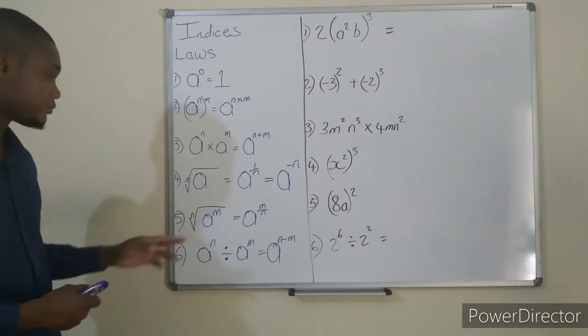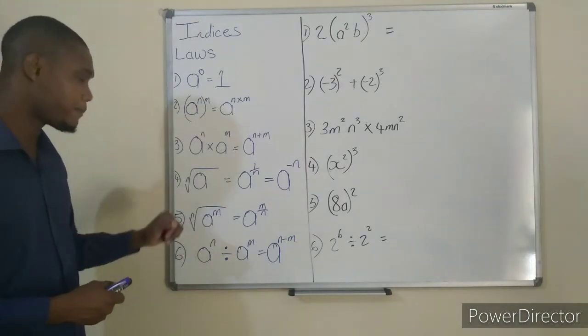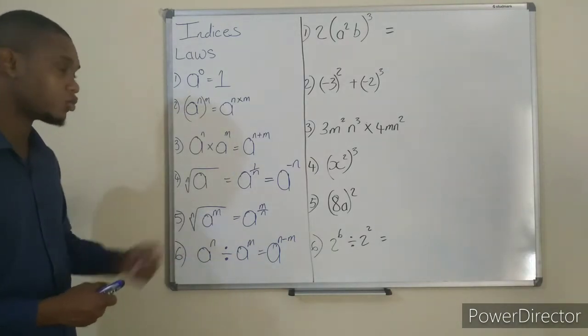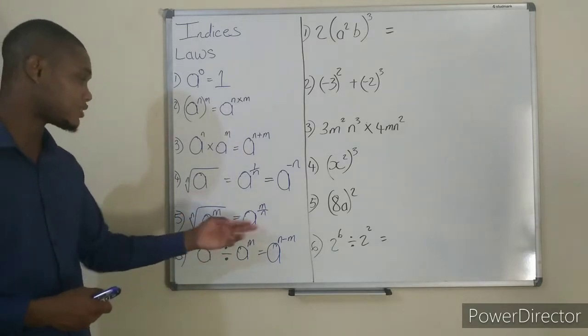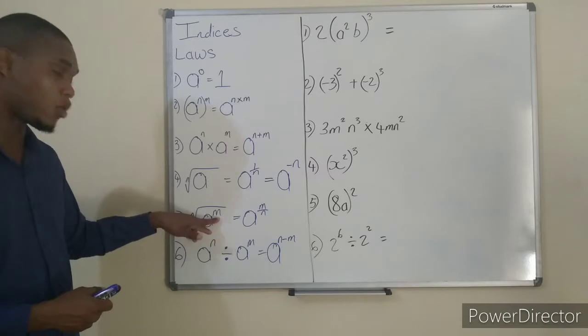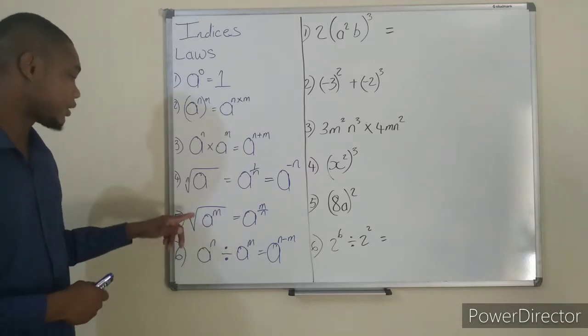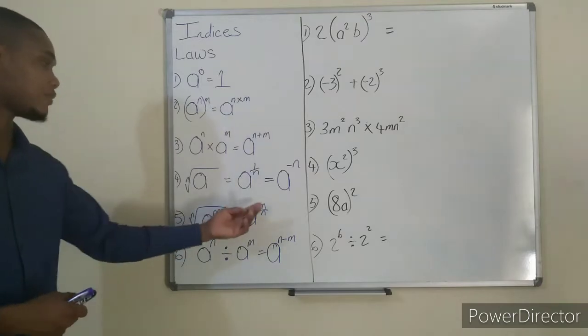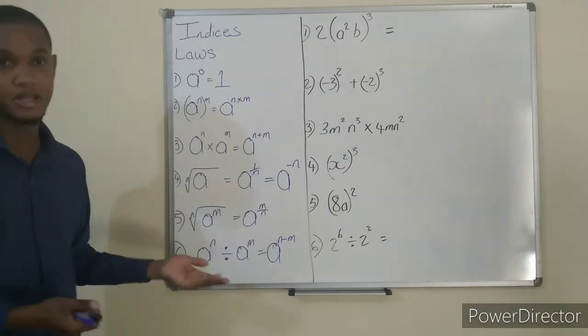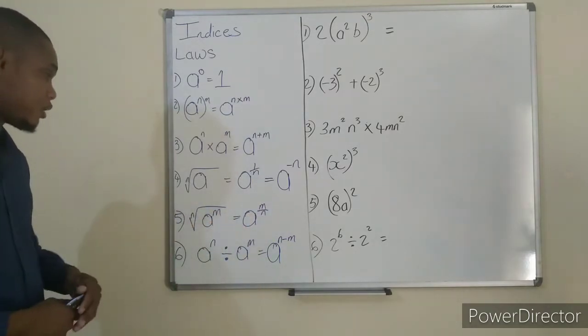Now this one says a raised to the m in the nth root, or the nth root of a raised to m, is the same thing as dividing the top power, the power underneath the root sign, by the number in the nth root. So m over n, and you raise the base by that power.